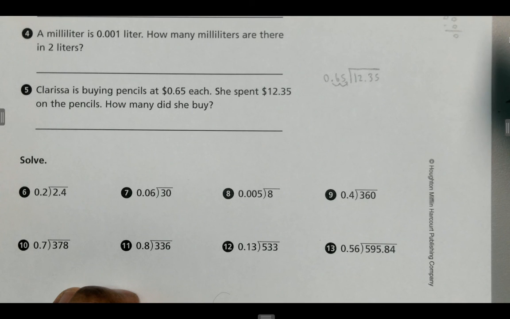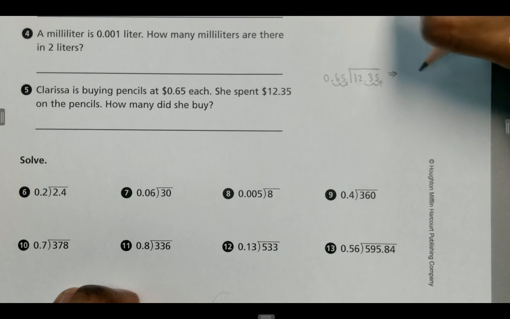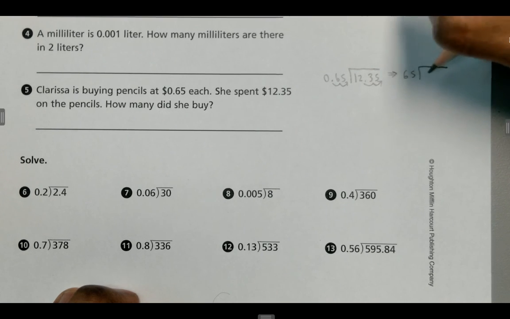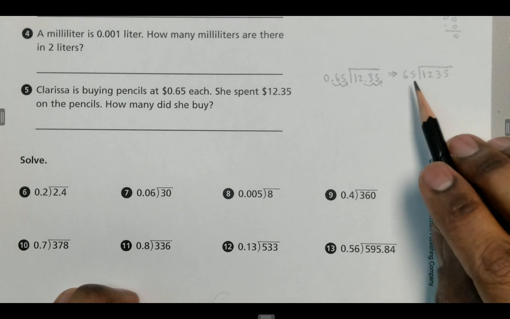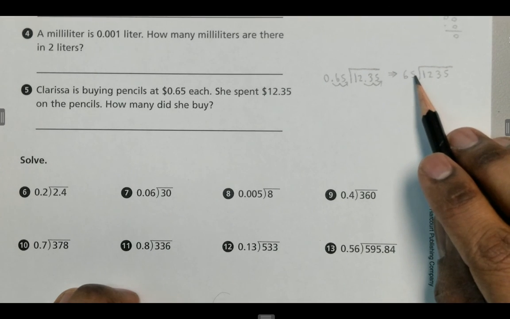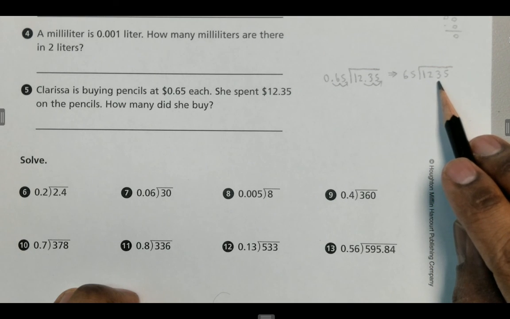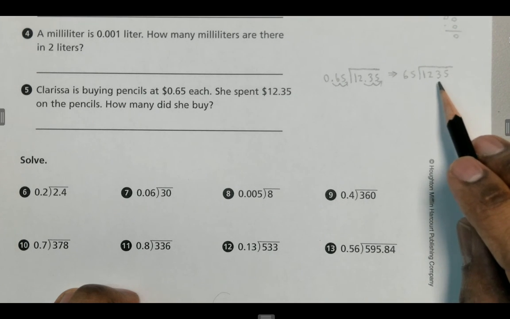What we do to the one side, we do to the other. Whoop, whoop. And let's rewrite this. Now our divisor is a whole number, 65, and our dividend is 1,235. 65 is close to 70. 70 goes into 123 once. So I think what we're looking at here is going to be a 1 or a 2.